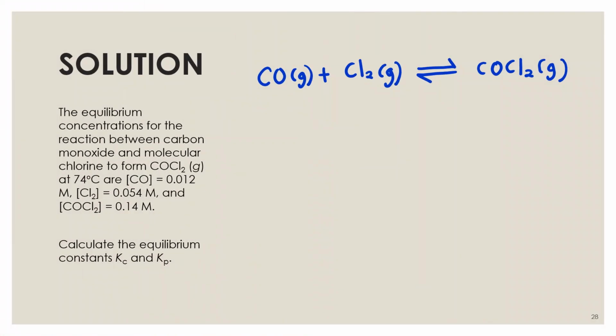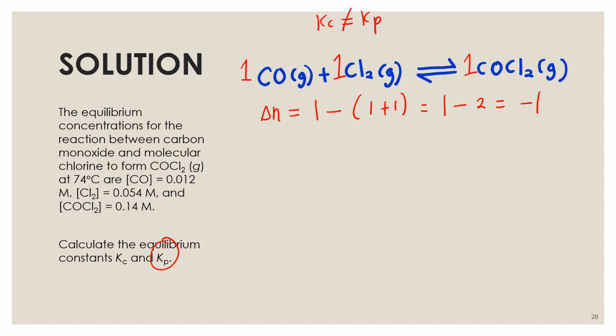Next, to find the value of Kp, firstly you have to check the value of delta N dahulu. So delta N equals the number of moles of product minus moles of reactants. So for the product we have 1 mole, minus dengan reactants mole is 1 tambah 1 which is 2. So 1 minus 2 equals -1. And since the value of delta N is not equal to 0, the value of Kc is not equal to Kp.